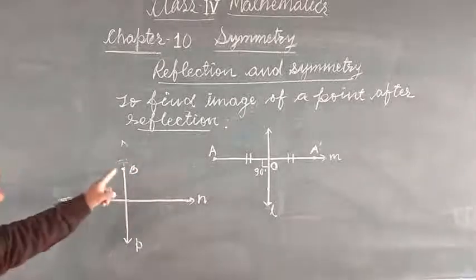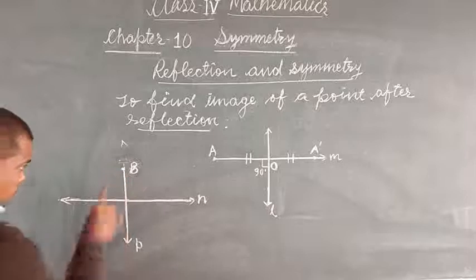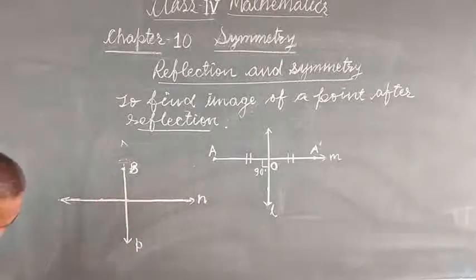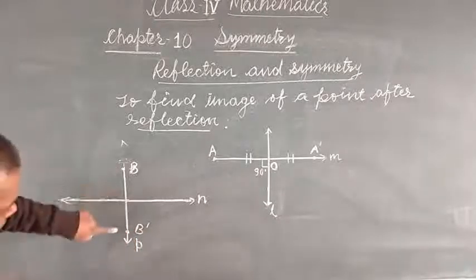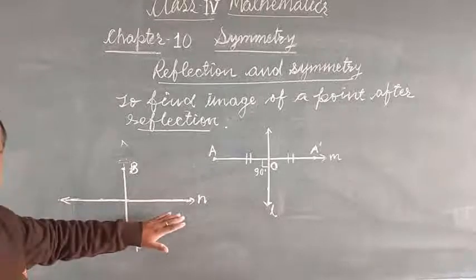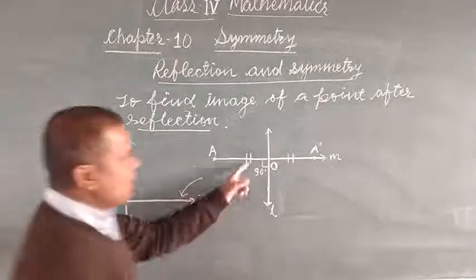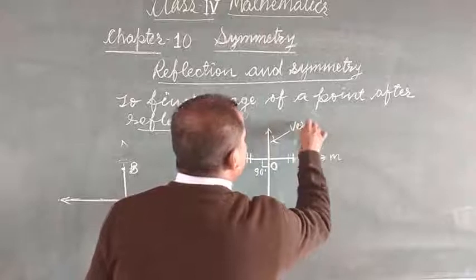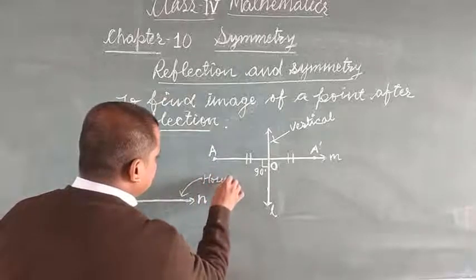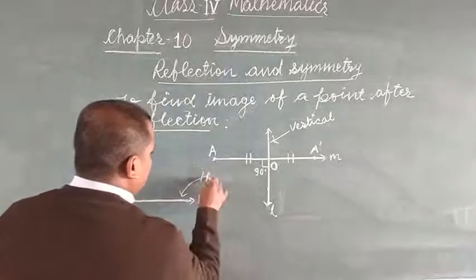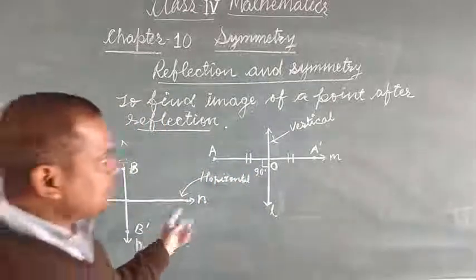Now we have to get the reflection of point B on this side. So we will measure this length and we will cut the same length here. Suppose here it is coming, so it is B dash. Now the reflection of point B is B dash. So this reflection has come when we have a horizontal line of symmetry, and here a vertical line of symmetry. We are taking a vertical line, and here we are taking a horizontal line.